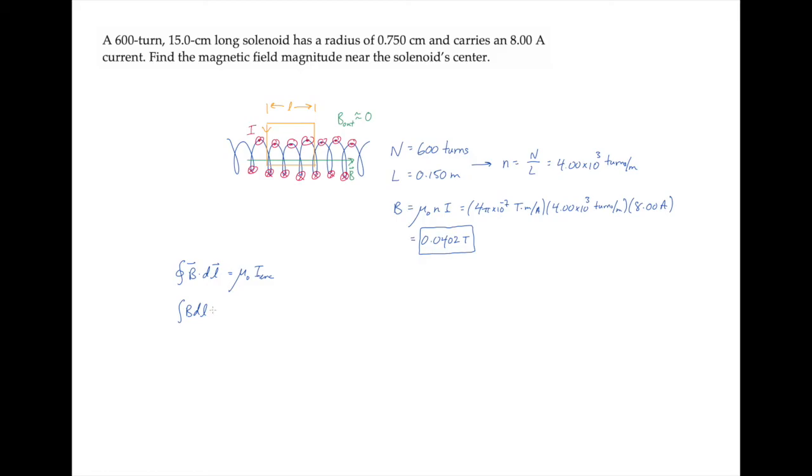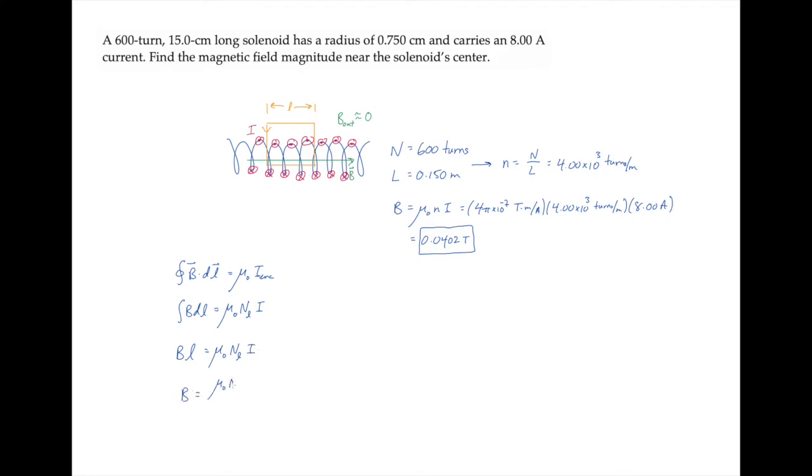The current enclosed by the orange loop is the number of turns that are enclosed. I'll call it n sub l, the number of turns in length L, times the current I. In the figure that I drew above, n sub l equals 3. It encloses 3 loops. So we can evaluate the integral on the left and solve for the magnetic field.